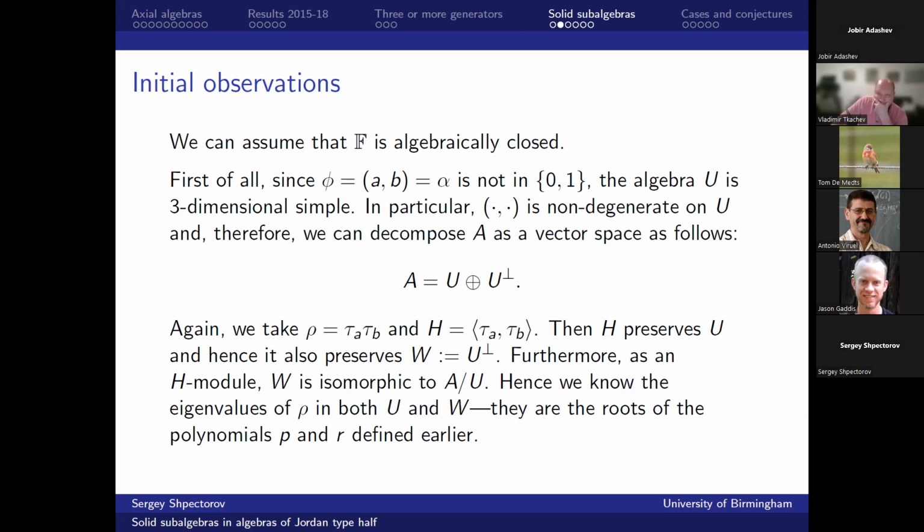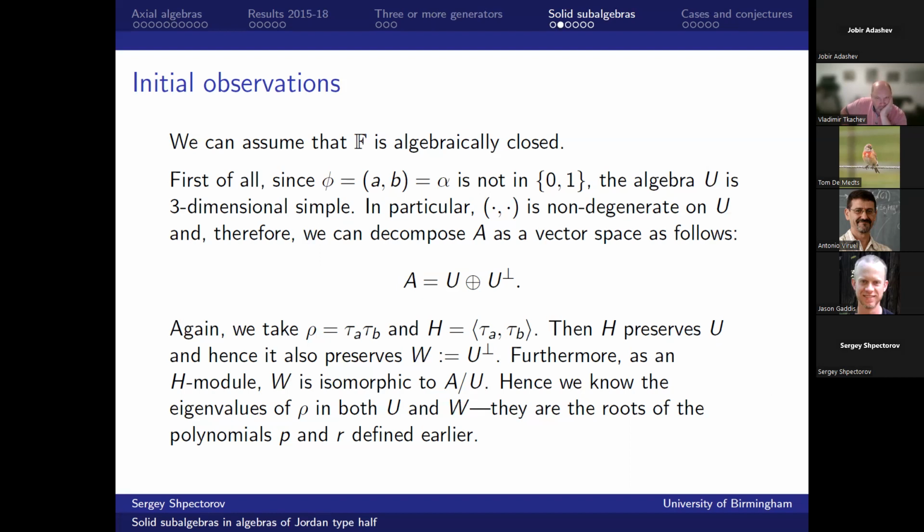So the form on U is the restriction of the form of A to U. This form is going to be non-degenerate, so U has no radical in this case, and therefore the entire algebra A decomposes as a direct sum of U and U perp. Furthermore, this U perp, which we call W, is going to be a module for U. I don't mention it here, but you can easily see that U times U perp is contained in U perp. So U perp is a module for U, which is important for our proof.